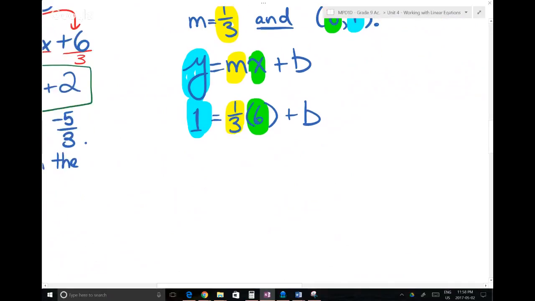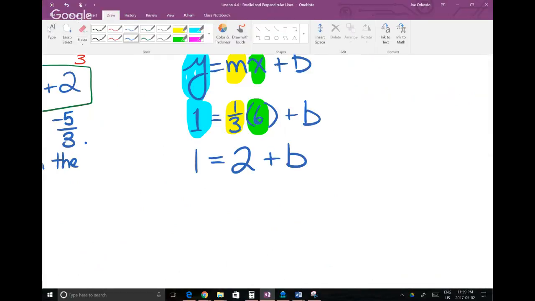1/3 times 6 you can do in your calculator. Maybe you can do it in your head. But 1 would equal 1 times 6 is 6, divided by 3 is 2. So 1 equals 2 plus b. And now to solve for b, what do we do?